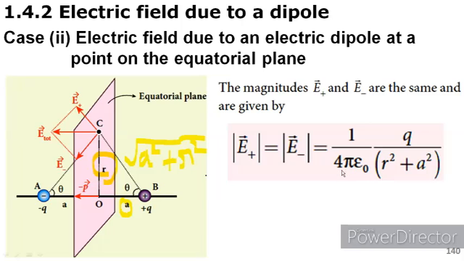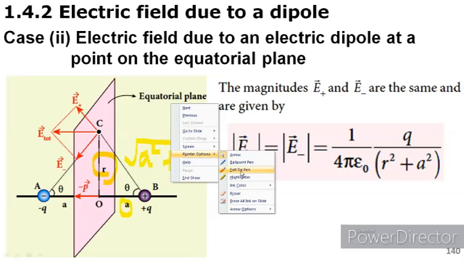Then we can calculate the total or resultant electric field at point C. Since these are vectors, we have to follow the vector addition technique. So for that we need to resolve the vectors. Here E plus can be resolved into parallel as well as perpendicular components, and E minus can be resolved into parallel and perpendicular components.